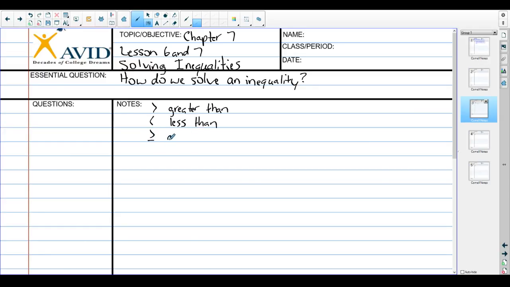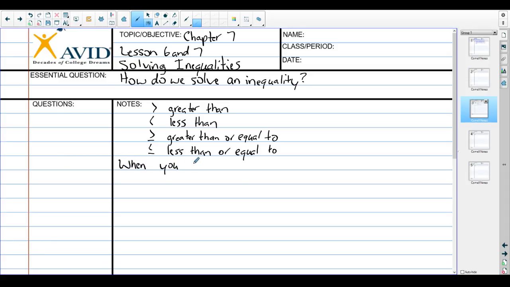Greater than or equal to. And our last one, you guessed it, less than or equal to. Anytime you want to read what we're doing, it's how you read those 4 symbols.